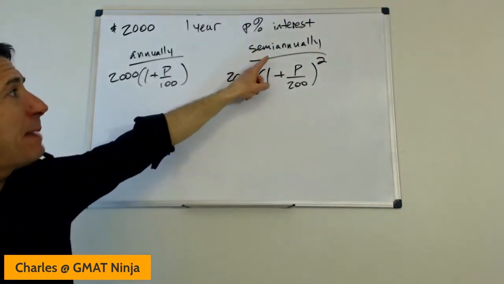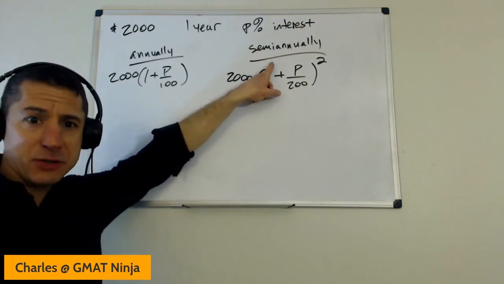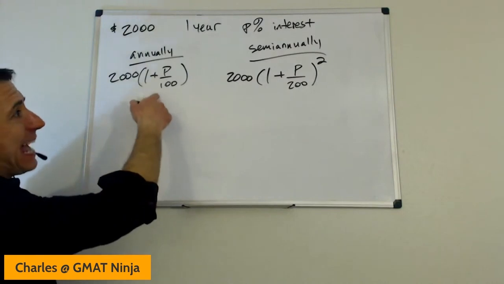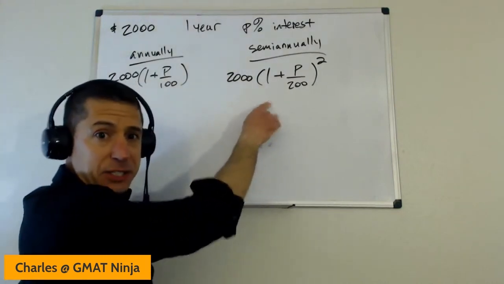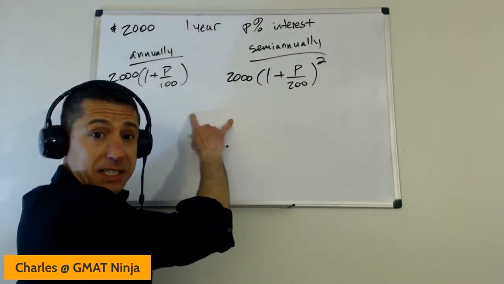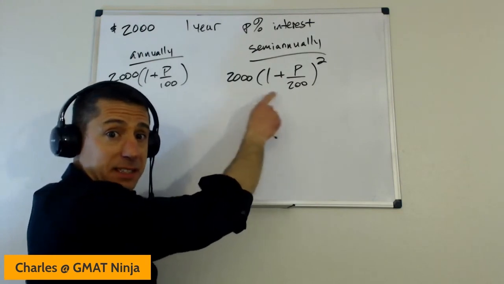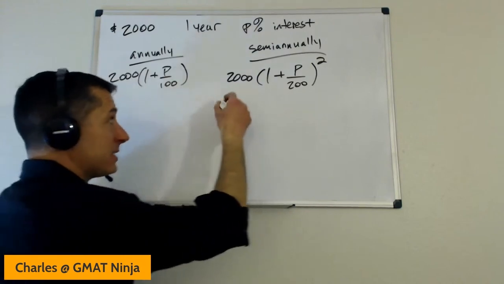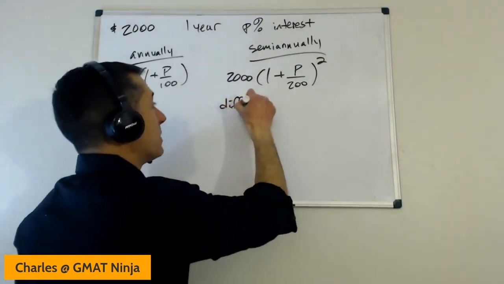So I'm happier here. Why? I earn interest on my interest more frequently. What does that mean exactly? I earned some interest in the first half. The only difference between these two, first 6 months of the year identical, right? Second 6 months, this guy over here earning semi-annually is earning interest on the interest in the first 6 months.